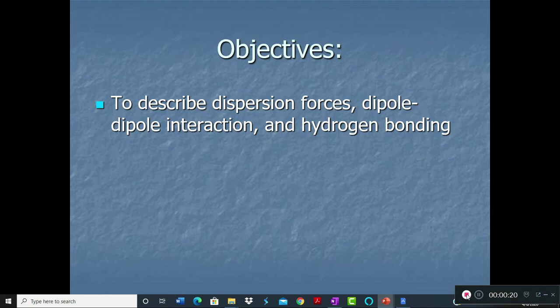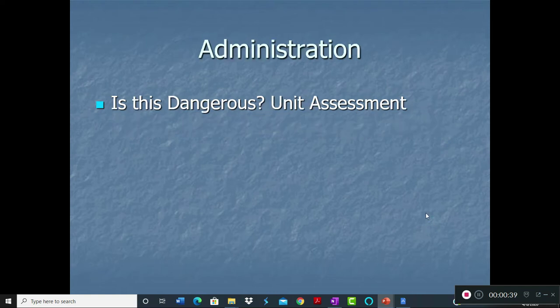So this is the PowerPoint, or a modification of a PowerPoint that I used last year, talking about the major types of intermolecular forces. Those are the dispersion forces, or the London dispersion forces, dipole-dipole interactions, and the hydrogen bonding. Something that's not listed here is the ion-dipole, but we'll touch on all different aspects.